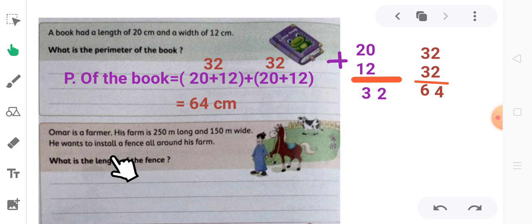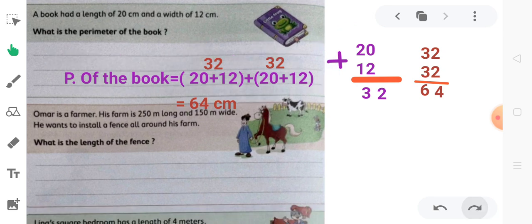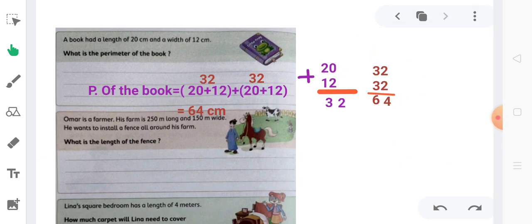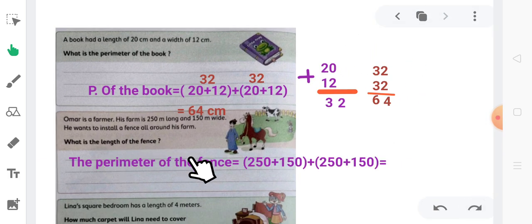It means perimeter. So I'm going to calculate the perimeter of this fence. What is the length of the fence, not the area? So we get the dimensions: 250 plus 150 plus again 250 plus 150. How can we write it? The perimeter of the fence is 250 plus 150 plus 250 plus 150.